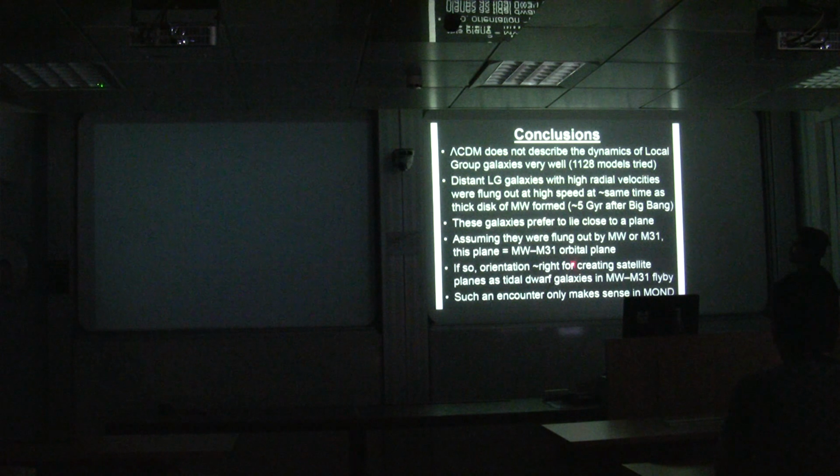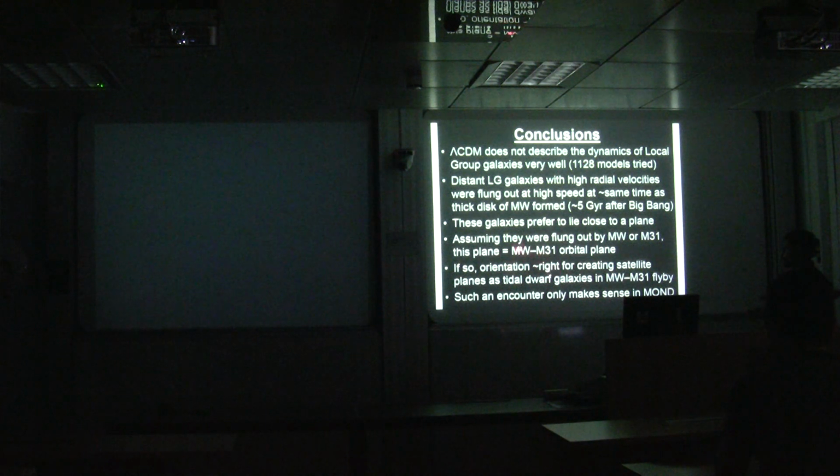If that is so, then the orientation of this plane is about right for creating the satellite galaxy planes around the Milky Way and Andromeda. I haven't talked too much about them, but they exist, and the orbital plane here would have been about right for creating both satellite planes. So you need more detailed models to test that, but roughly that seems to be so. Of course, an actual Milky Way Andromeda flyby is only going to make sense in modified theories of gravity, where galaxies don't have dark matter halos that would cause automatic merging whenever they get very close. So that's my conclusion. Thank you all for listening.